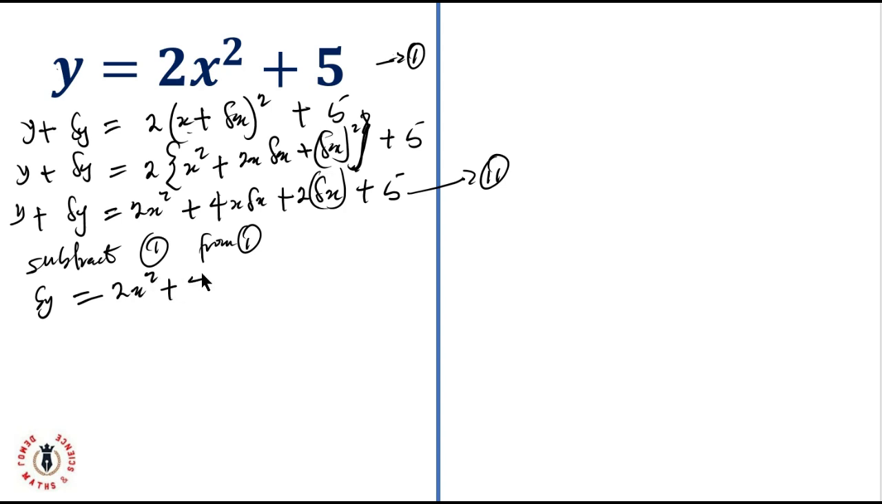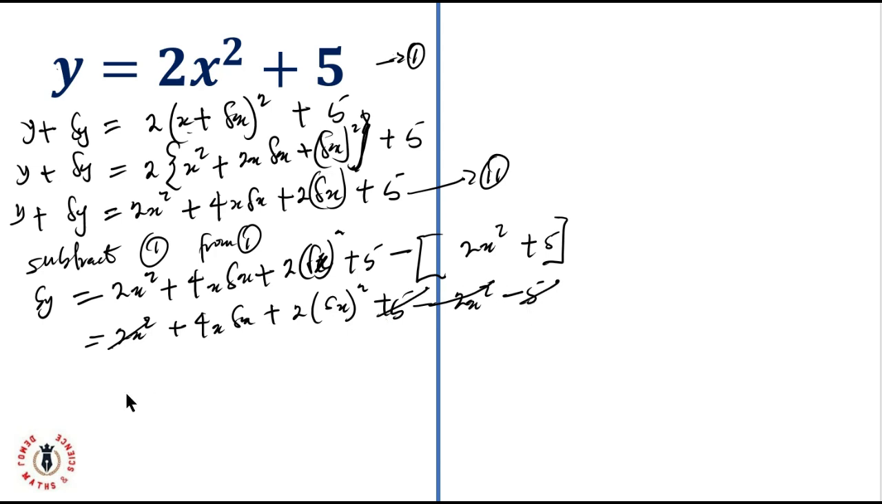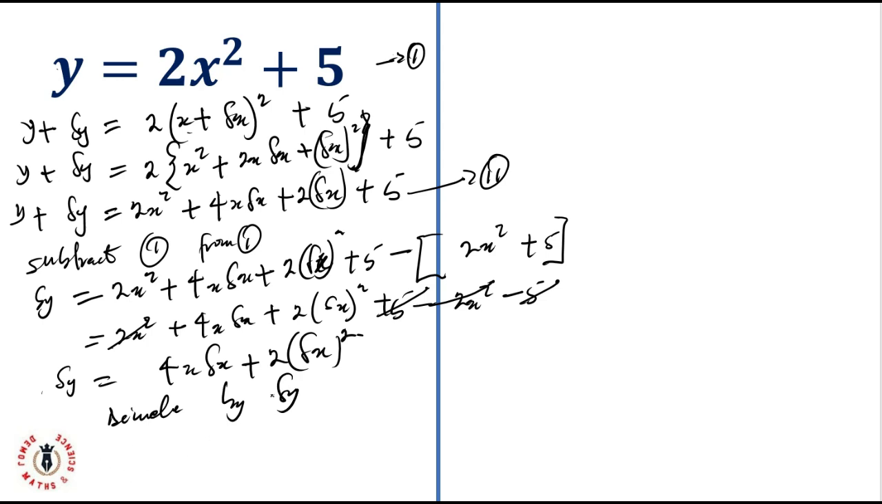2x squared, for clarity's sake, plus 4x delta x plus 2 delta x all squared plus 5, now minus 2x squared plus 5. If I open this bracket, this will become 2x squared plus 4x delta x plus 2 into delta x squared plus 5 minus 2x squared minus 5. Minus 2x squared plus 2x squared becomes 0, plus 5 minus 5 gives way. So delta y, I'm left with 4x delta x plus 2 delta x all squared. The next thing we'll be doing, we'll be dividing through by delta x.